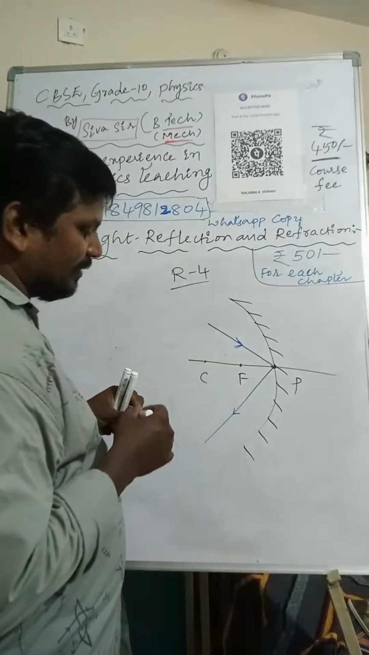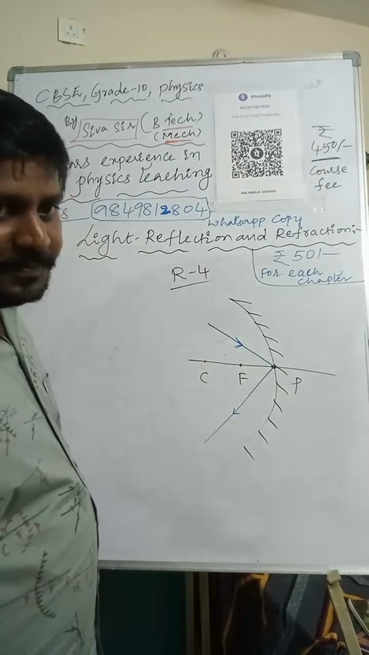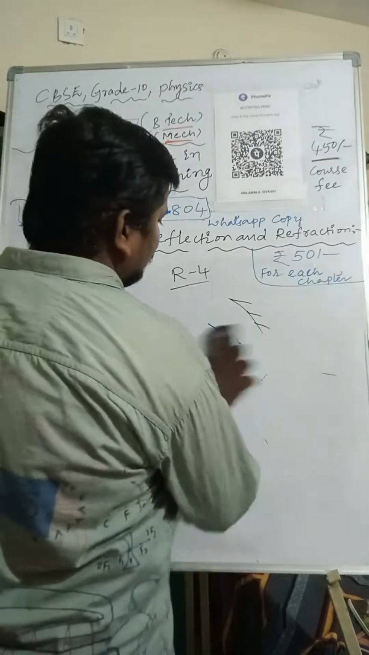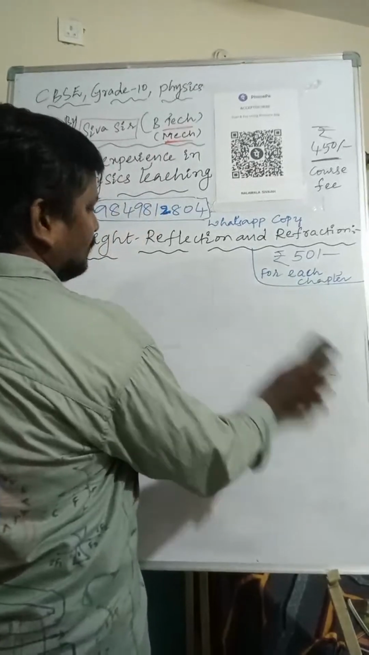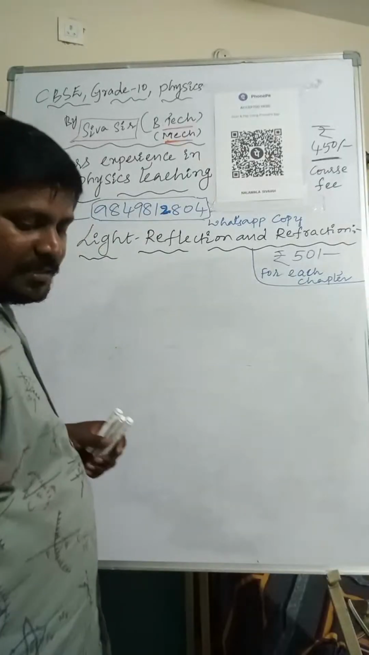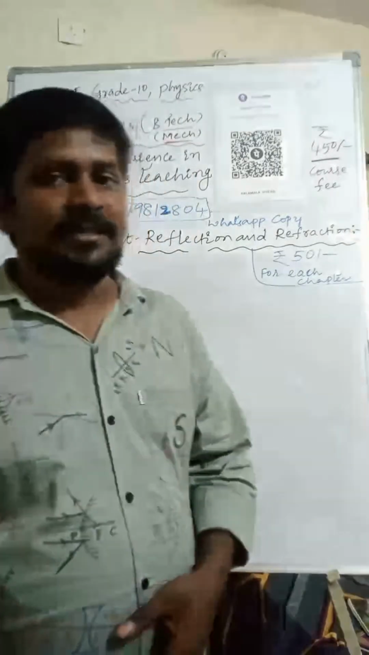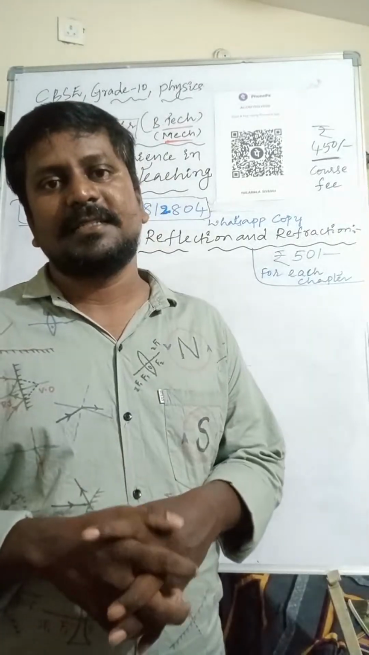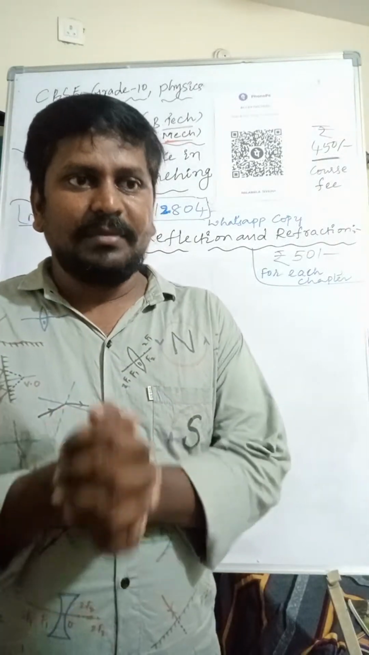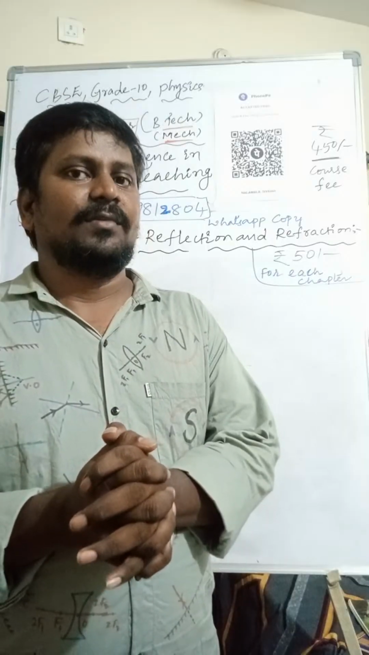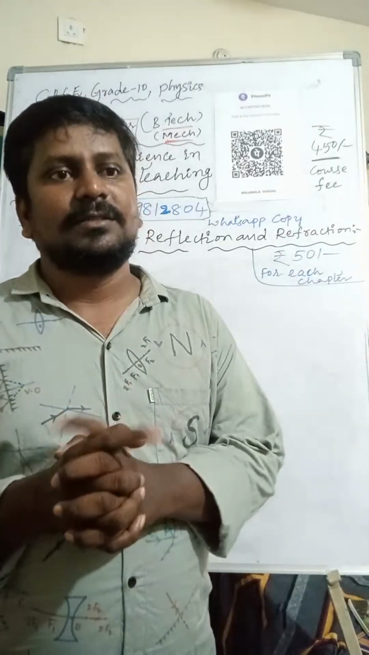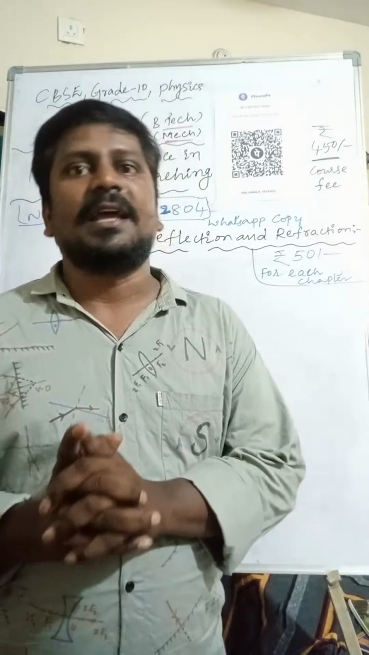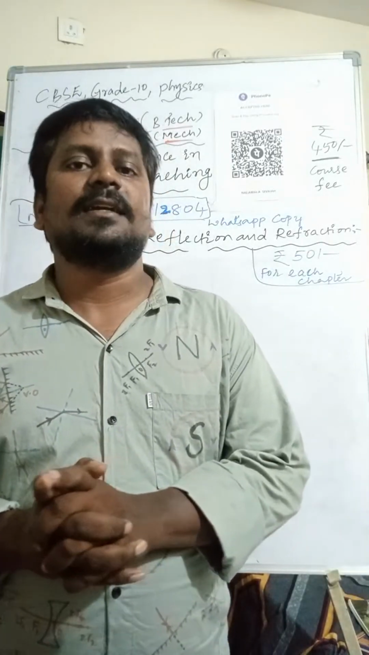So this is ray 4. Even for a convex mirror, it is the same thing. Clear? So that's enough. Ray rules we discussed. We'll see in the next class. I'll continue with the image formations. 6 to 8 we discussed, and we'll continue the class.